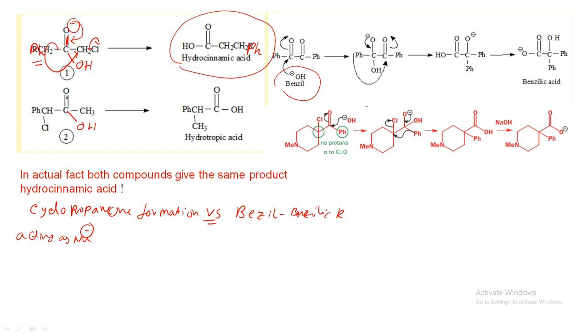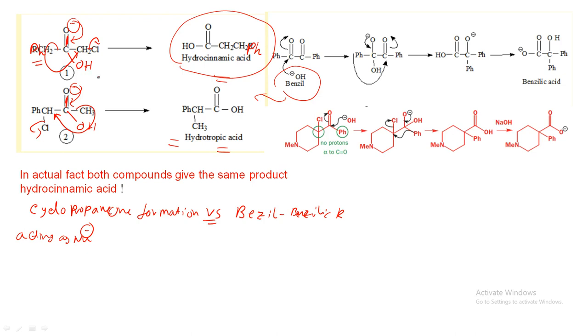So in that case, if OH minus at first acts as a nucleophile, this would be formed, and then ethyl migration followed by chloride elimination would give rise to this product. So this should occur if this type of rearrangement mechanism is operating for this type of alpha halo keto molecules. So to prove the reaction mechanism, basically they prepared 1 and 2 and treated both with OH minus. If this mechanism happens, both should give different products: this hydrocinnamic acid, and for the second case this should be hydrotropic acid.